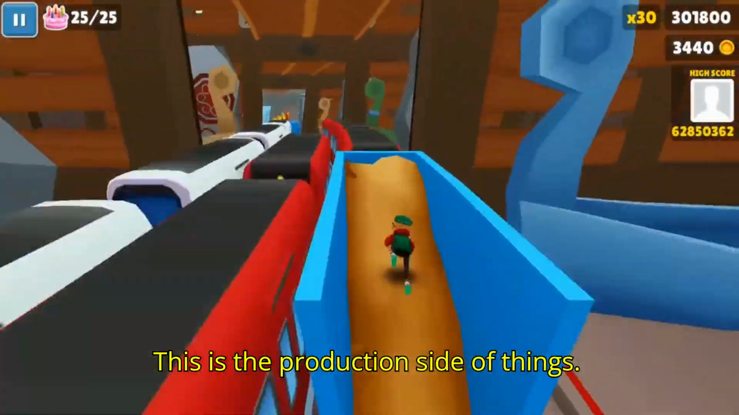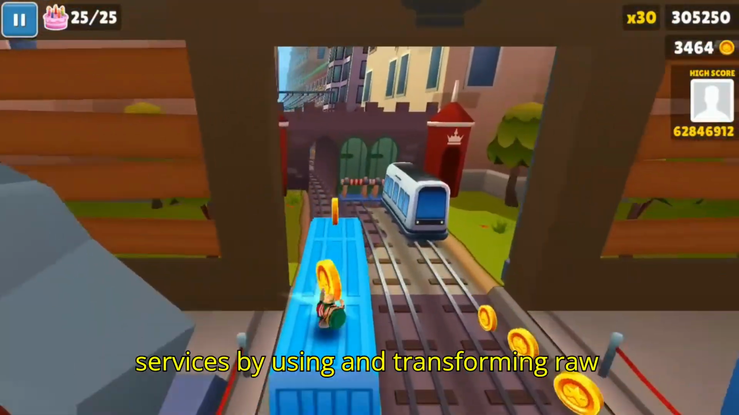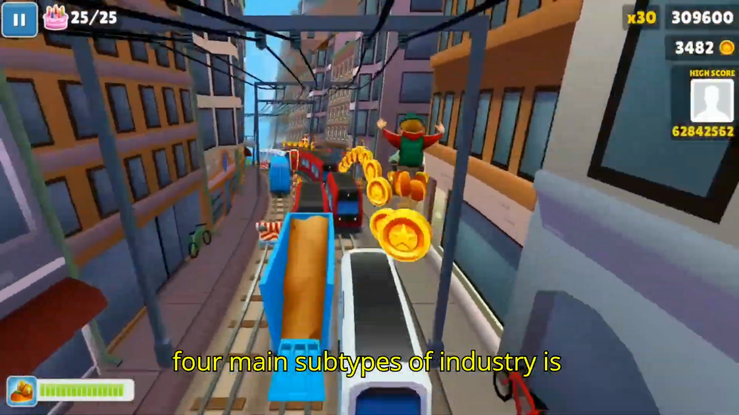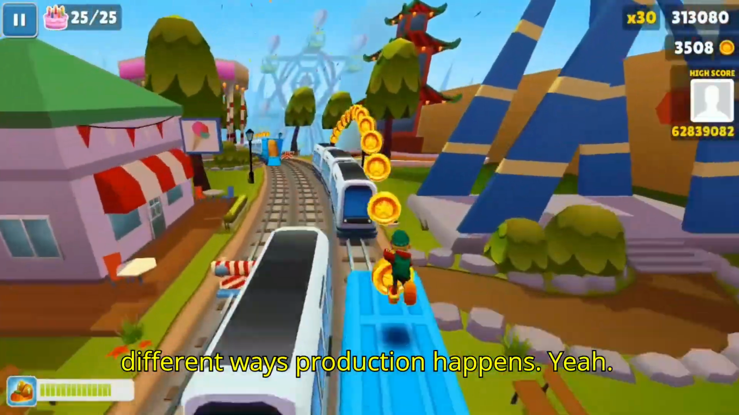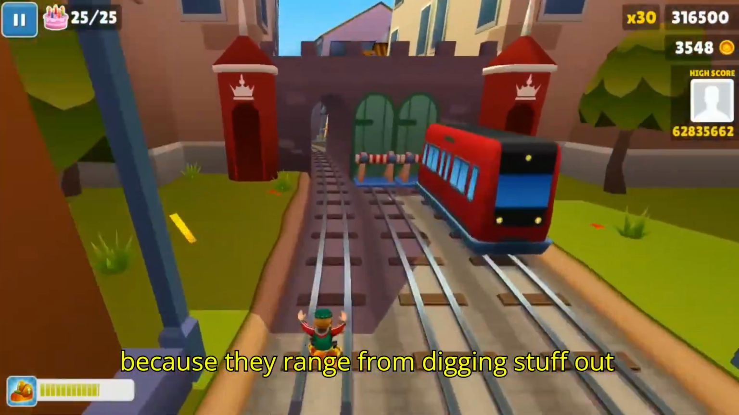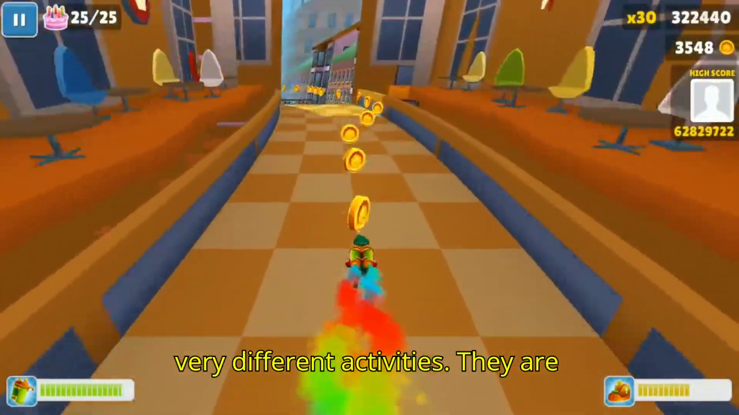Let's start with industry. This is the production side of things. It's all about creating goods and services by using and transforming raw materials. And for students, knowing the four main subtypes of industry is absolutely crucial. They show really different ways production happens. Yeah, let's spend a moment on these four because they range from digging stuff out of the ground to breeding animals, very different activities. They are indeed.